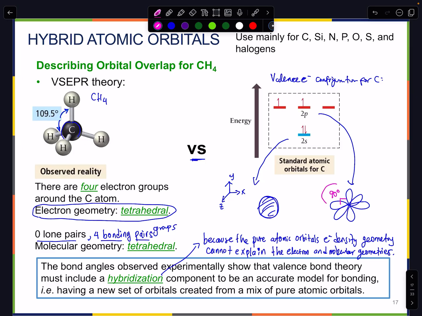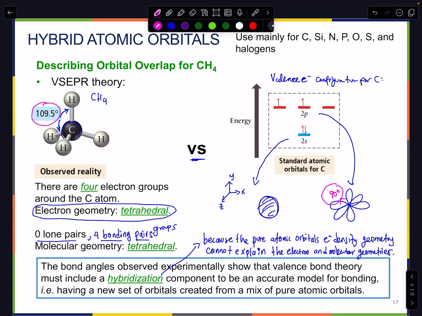That angle is not going to account for the angle that we have on the actual representation, also on what has been measured for methane, for instance. So this basic model of the pure atomic orbitals won't allow us to explain why the electron geometry for methane is tetrahedral. So we need to build something better in order to try to explain that electron geometry, right?